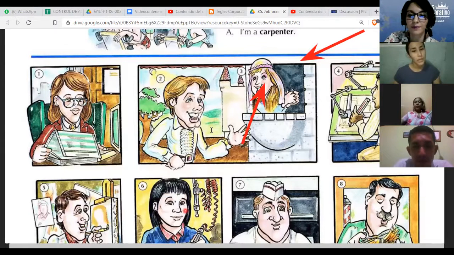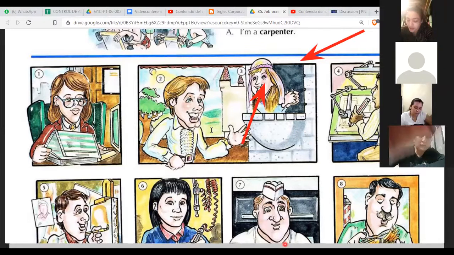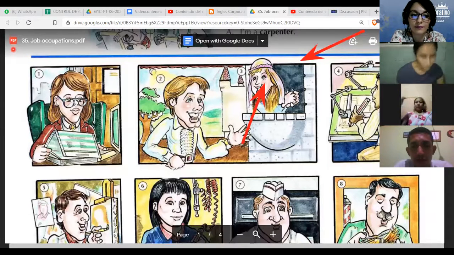Actress. How do you spell actress, Anna? Está en el chat, si la quiere ver. A. A. Permítame. A ver. Sí la puede ver, si no se la pongo en la pantalla. No, ya lo vi. Okay. Es A. R.